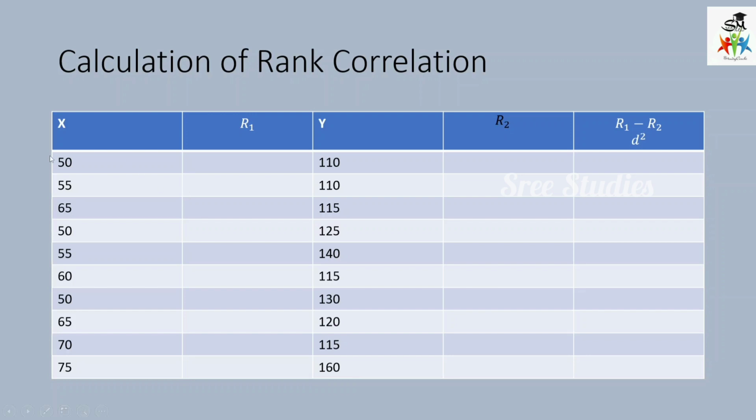Now the lowest value we are going to take as rank 1. Either we can take the lowest value as 1 or the highest value as 1. Suppose we are taking the lowest value as 1 in the x series, then for the y series also you have to take the lowest value as 1. If in the x series you are taking the highest value as rank 1, then in the y series also you have to take the highest value as rank 1. In this problem I am taking the lowest value as rank 1.